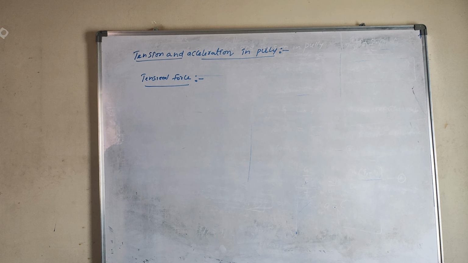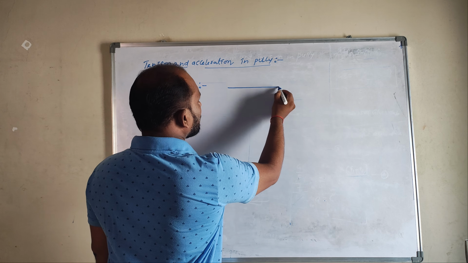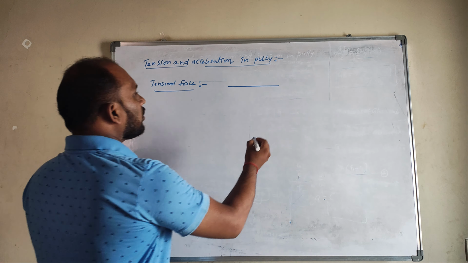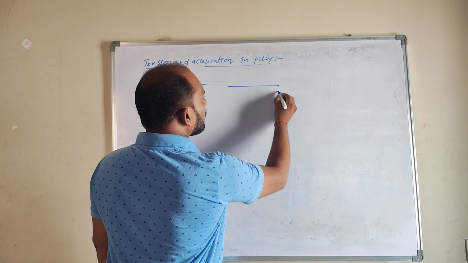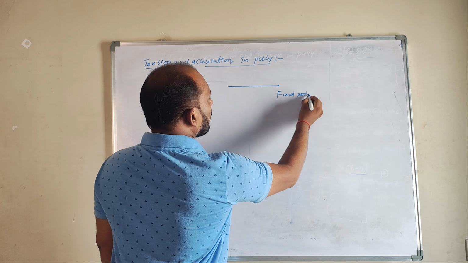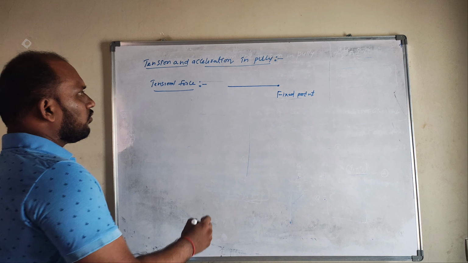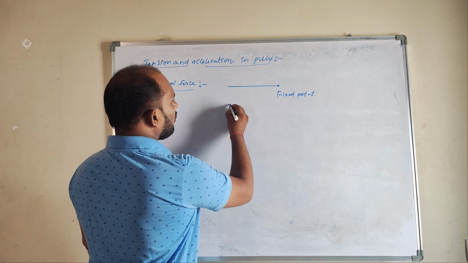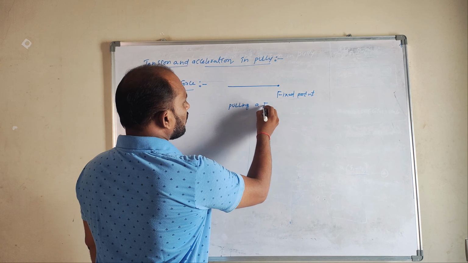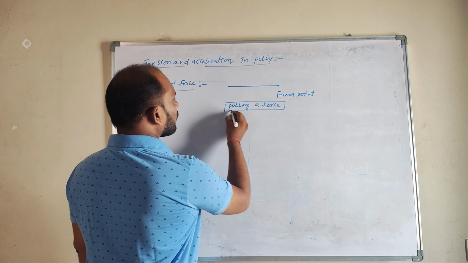Let us say, guys, I take one thread or string. I take one point here, which is a fixed point. From this fixed point, the tension force is always a pulling force. Tension force is always a pulling force.